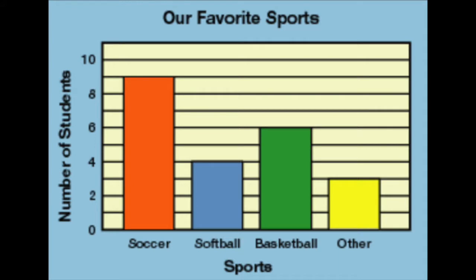So let's try another example. So let's look at our favorite sports. In this example, can anybody tell me what the title is? Obviously, favorite sports is the title, so we know that we're talking about favorite sports because we can use our context clues to figure that out. Okay, so what are the categories that we're talking about in this example? We're talking about soccer, softball, basketball, and others. And others can include multiple sports, but it's just one category.